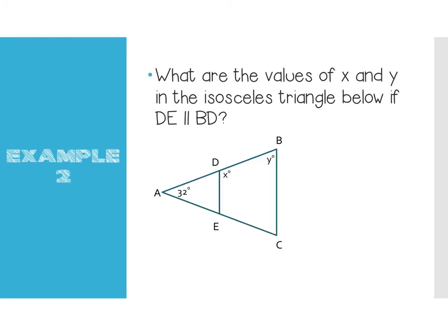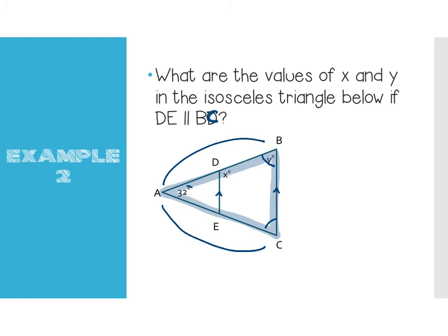Example 2 says, what are the values of x and y in the isosceles triangle below if DE is parallel to BD? This actually should say BC, and then it's telling you that these two sides are parallel. The first thing you should remember about an isosceles triangle, so this big triangle is the isosceles triangle, is that it means the two sides are the same. If these are my congruent sides, then we have something called base angles inside an isosceles triangle, which are the angles opposite the bottom, or opposite the congruent sides. Those two are going to be congruent, which actually has an isosceles trapezoid within your triangle.